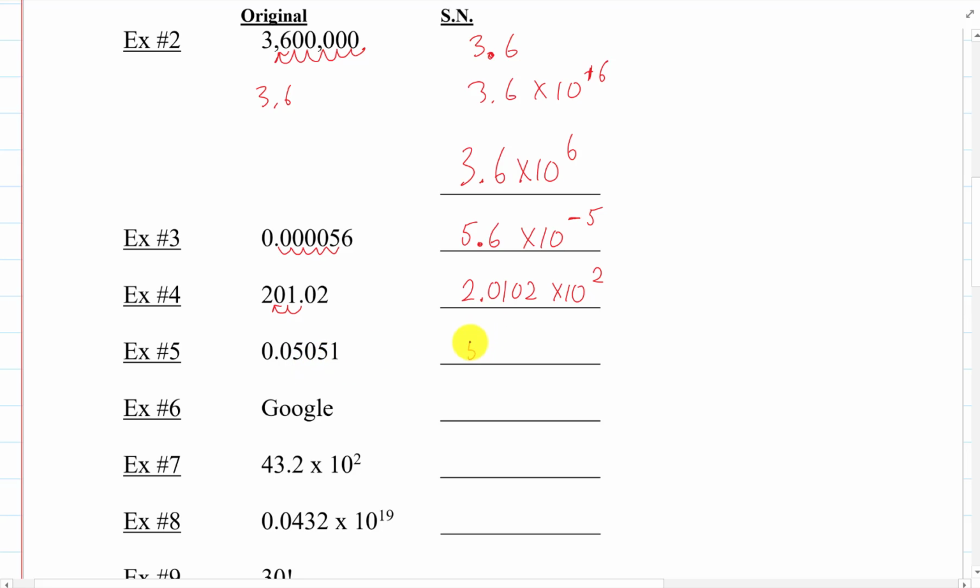This is going to be 5.051 times 10 to the, and we moved it 2 to the right, so that's going to be 2 to the negative 2.